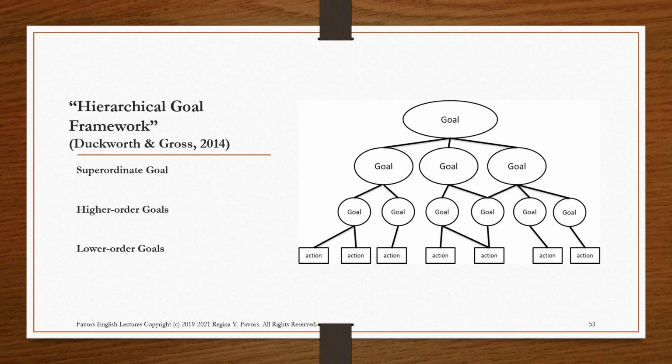And in that source, the two authors discuss the hierarchical goal framework. And at the bottom, you see actions, and then you see lower order goals, and then higher order goals, and then the larger superordinate goal. That's your dominant goal, what you might say your dream or your vision, right?